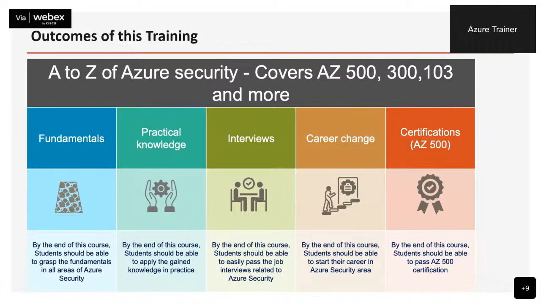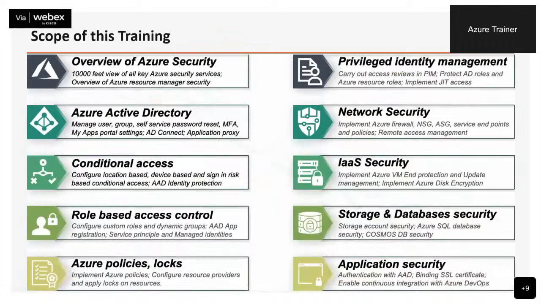Now, this is the scope of the training program. I've given it category based, right? So these are the 10 areas we are focusing on. We'll be focusing on Azure security, more on the Azure Active Directory side. We'll have a discussion about the policies, network security, storage, and application security. So these are the areas we are focusing on.